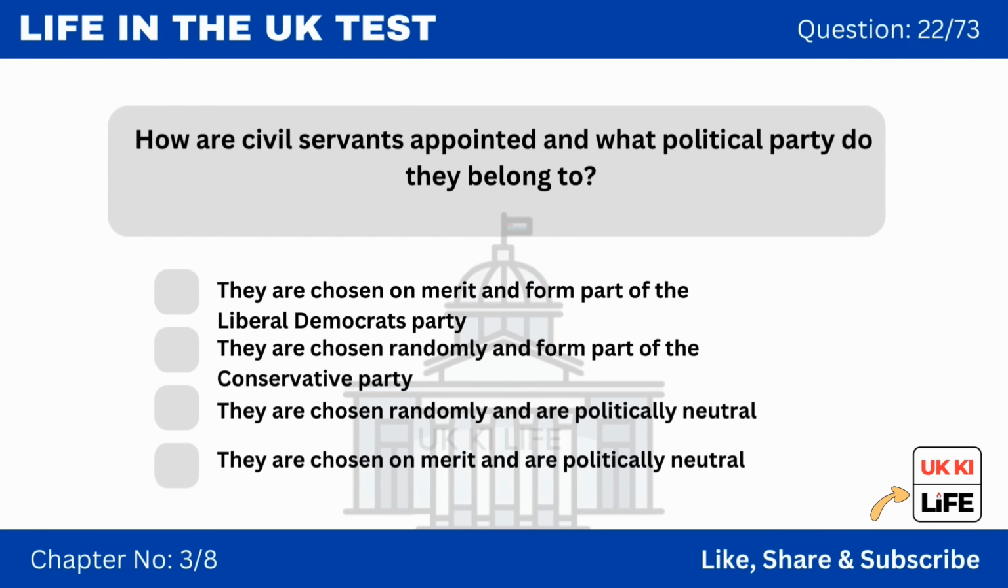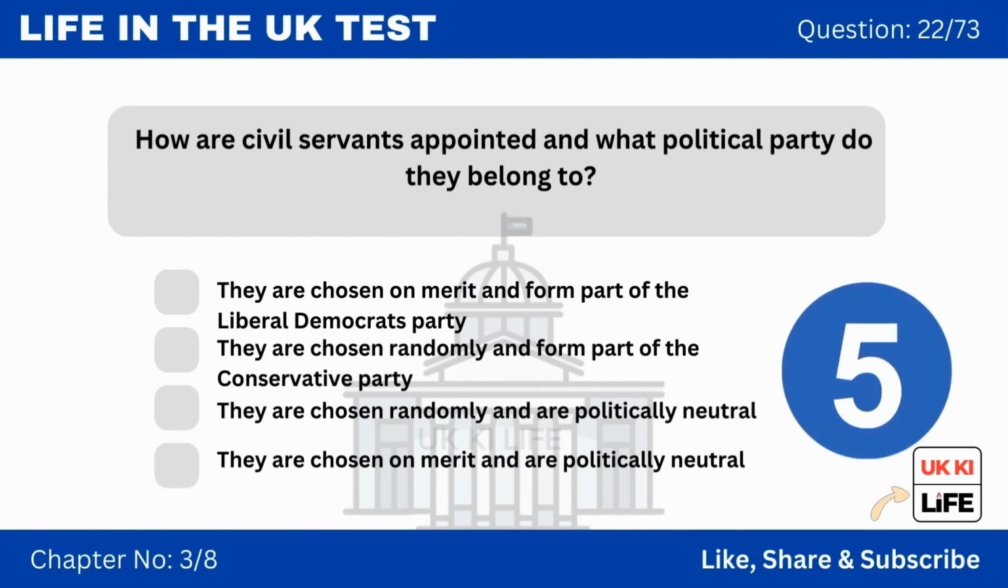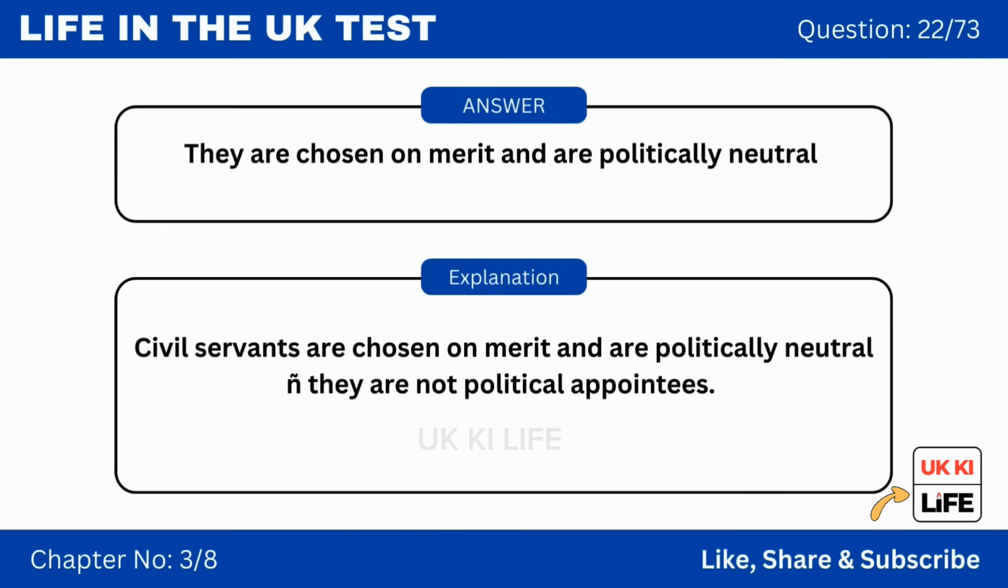Question 22. How are civil servants appointed and what political party do they belong to? They are chosen on merit and form part of the Liberal Democrats Party. They are chosen randomly and form part of the Conservative Party. They are chosen randomly and are politically neutral. They are chosen on merit and are politically neutral. The correct option is D. Explanation. Civil servants are chosen on merit and are politically neutral and they are not political appointees.